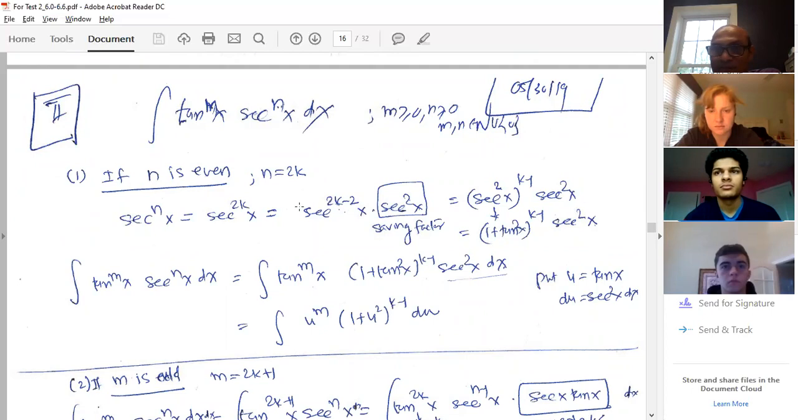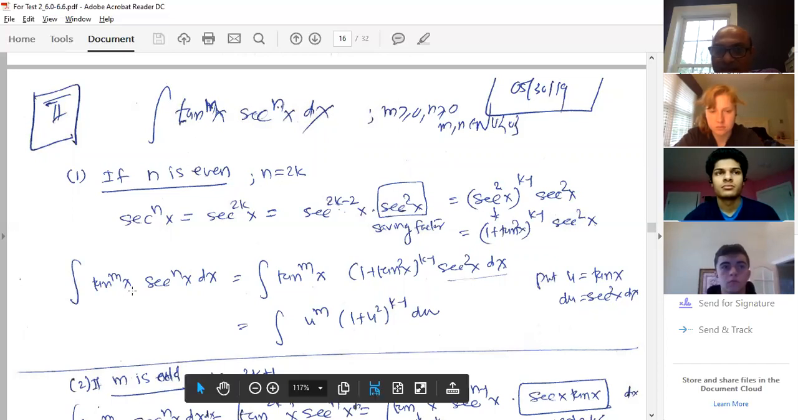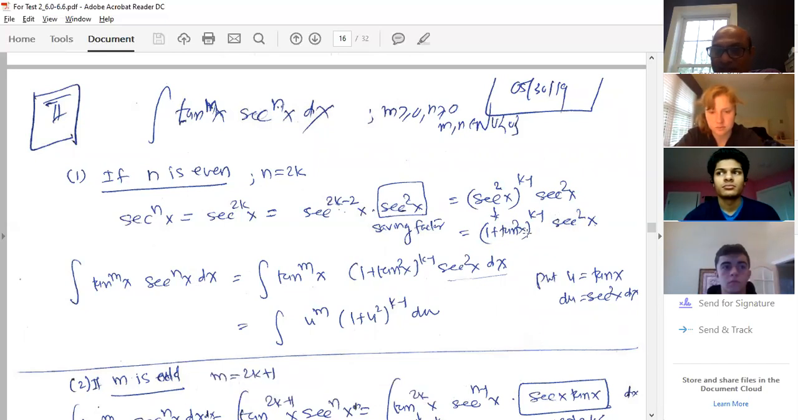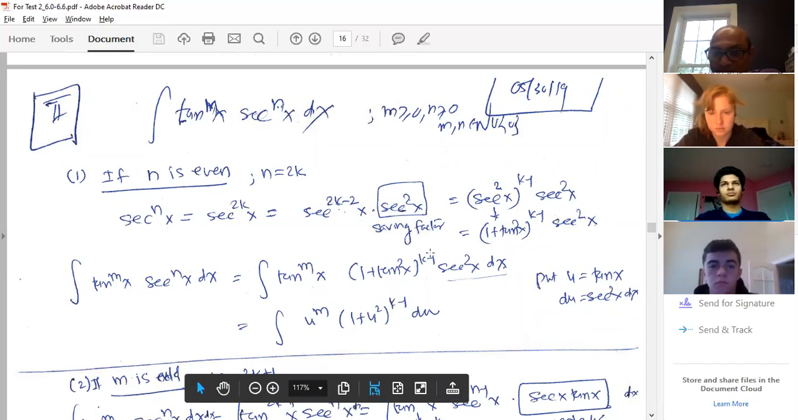And secant square x. So let me plug this value into my original integration. Tangent to the power m x as it is, secant to the power n x, I just wrote in a simplified form: 1 plus tangent square x to the power k minus 1 secant square x dx, right? Then I choose u equal to tangent x, whose derivative is secant square x. So this secant square x dx is my du, giving 1 plus u square to the power k minus 1, u to the power m.